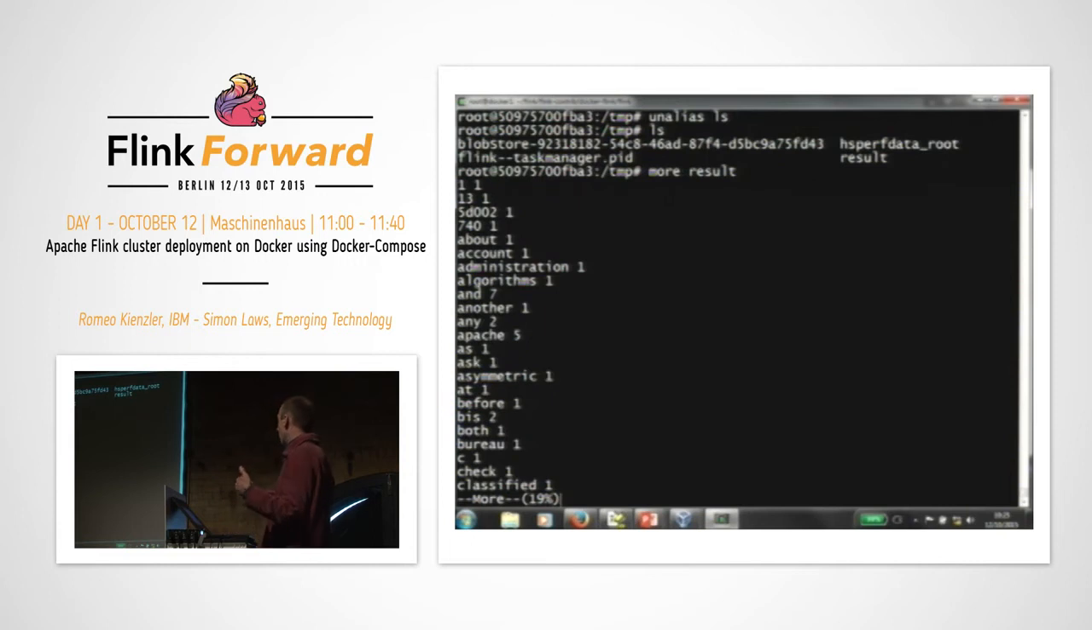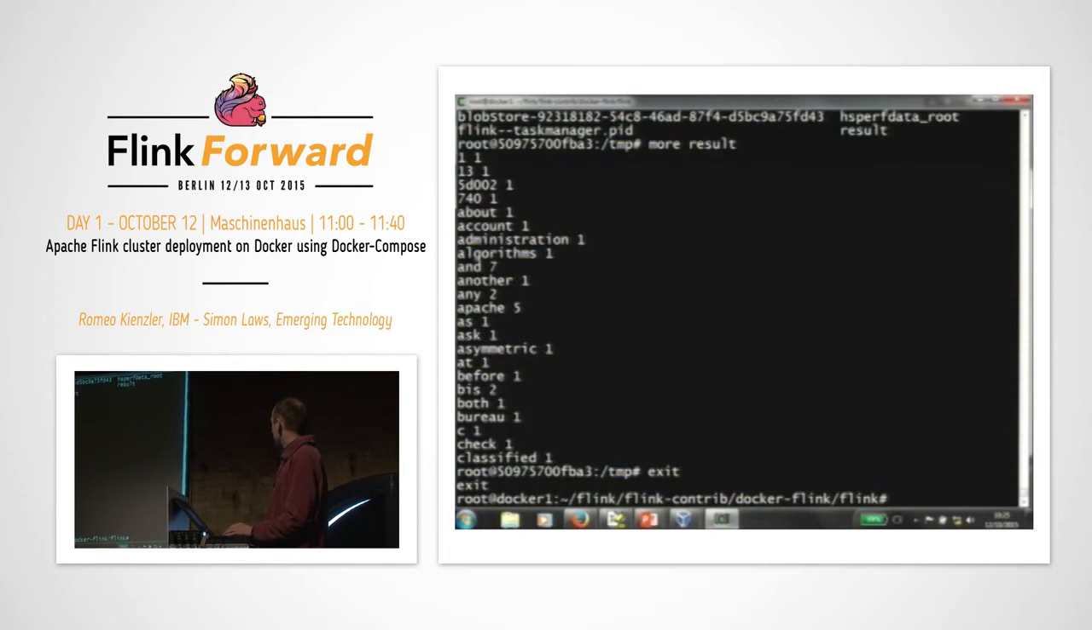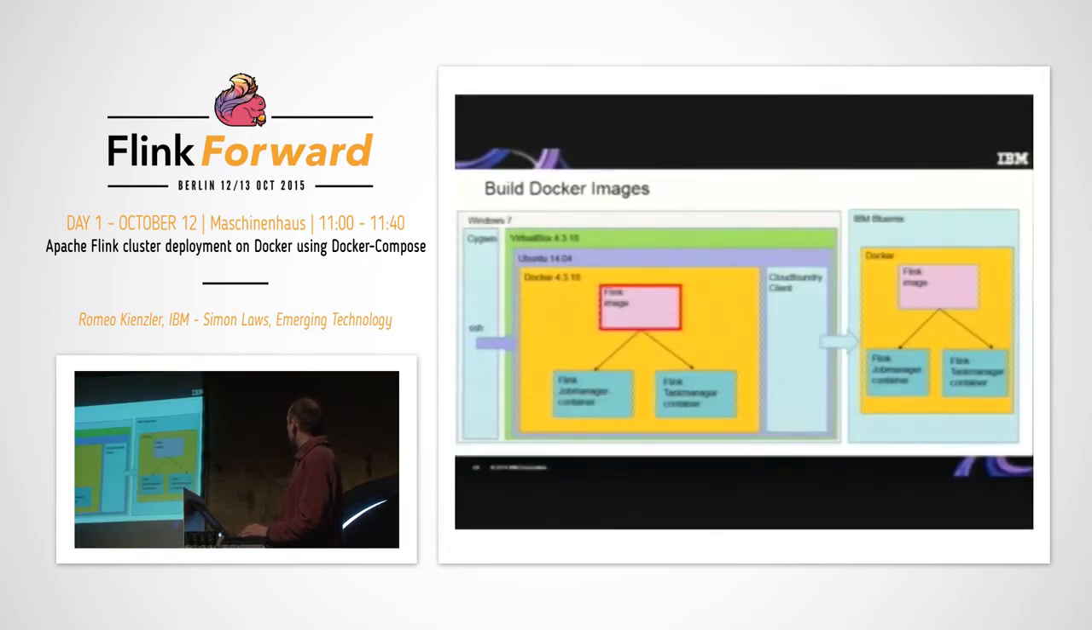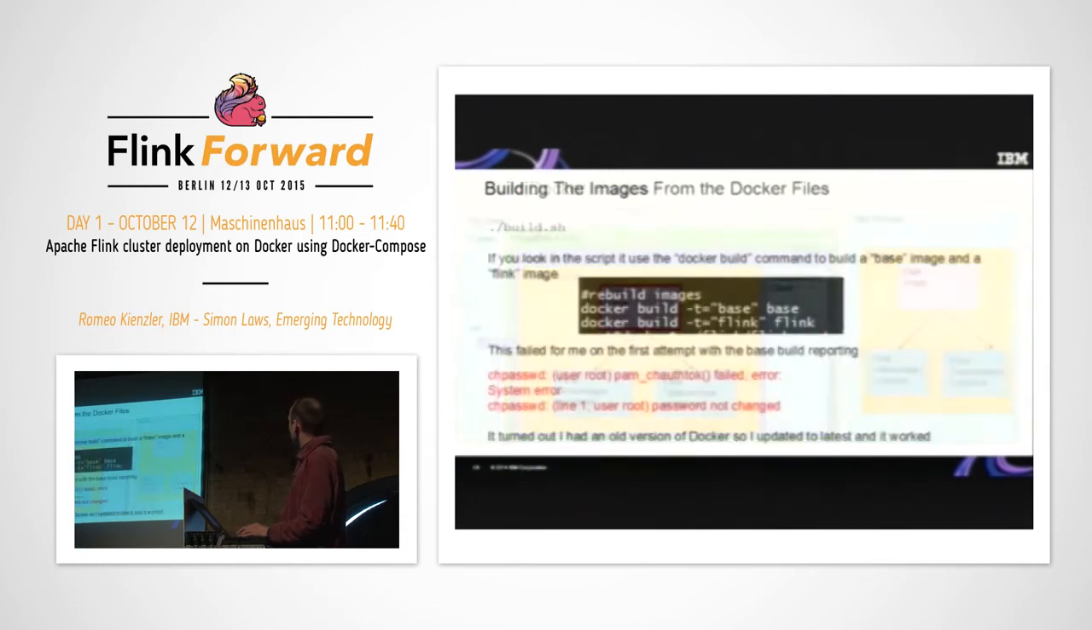So we've shown that we can actually submit a job to our Flink cluster running inside Docker. So the next question is, well, assuming that we're happy with that, then I can probably click through this. Well, yeah. Oh, actually, there's something I didn't mention.